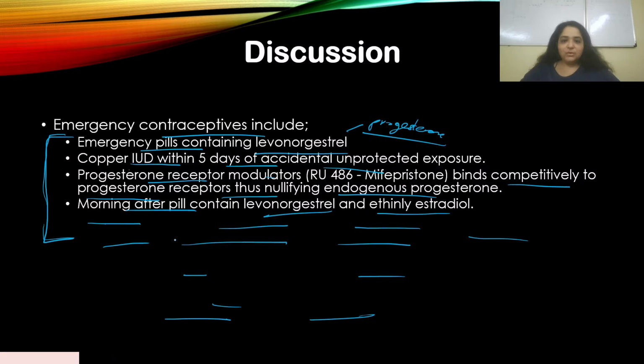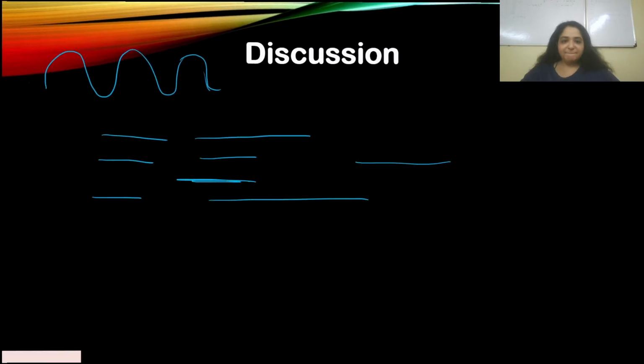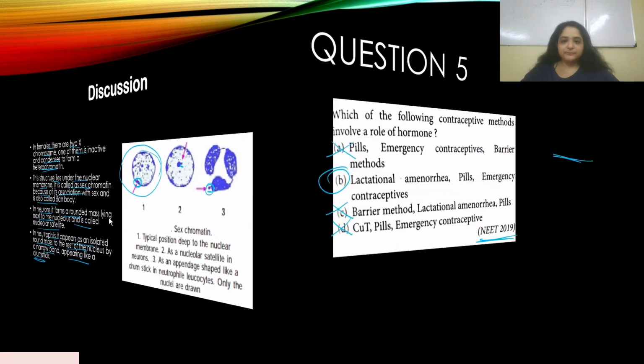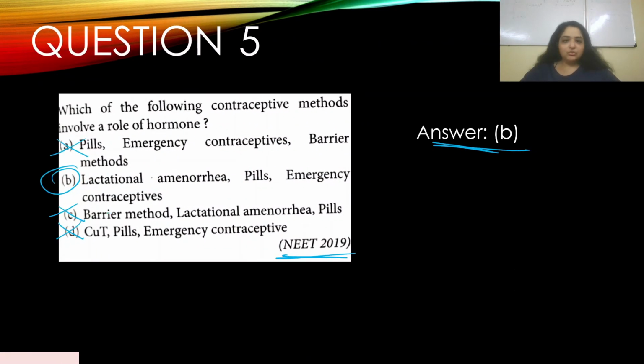But if you go back to our question: which of the following contraceptive methods involve the role of hormones? Obviously, this copper T is incorrect. There are emergency contraceptives that use hormones, lactational amenorrhea also involves hormones, and there are birth control pills that you have to take on a regular basis, which involve the use of hormones. Okay, let's move on then.